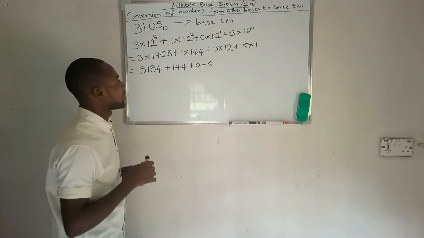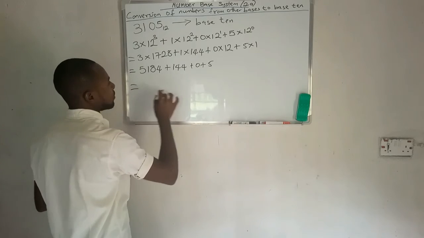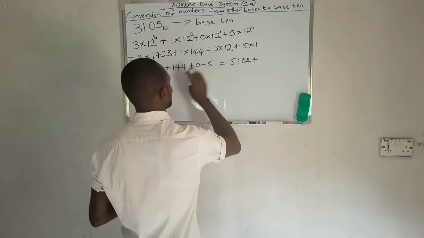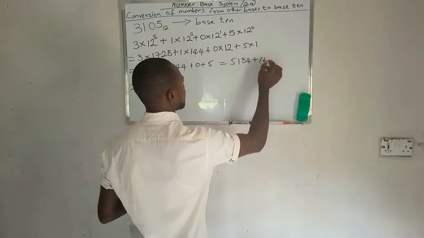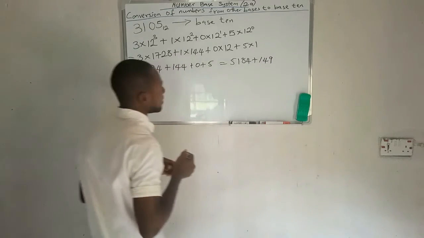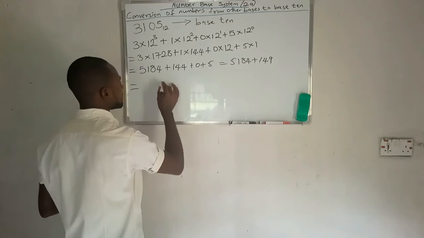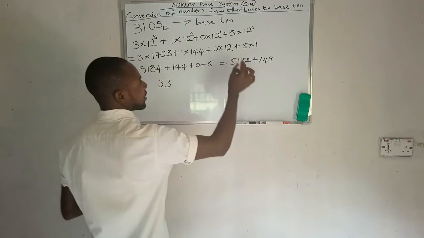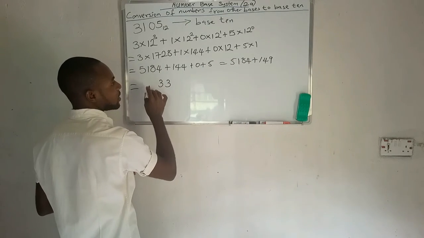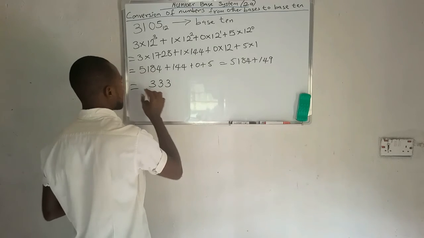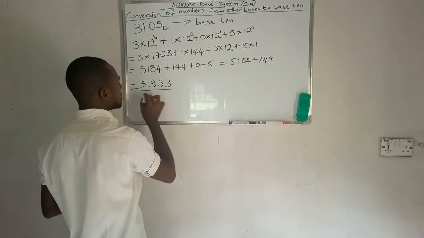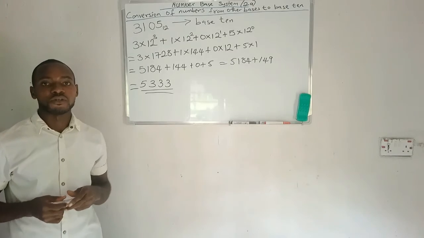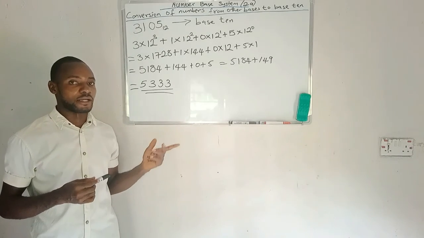Then plus 0 plus 5. So let's add them together. This will be equal to 5184 plus 149, and then adding this together we'll have 3, plus this 3, I'll have 1, we have 3 here again, and then we'll have 5. So this is 5333 base 10.